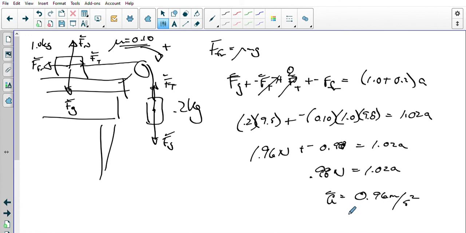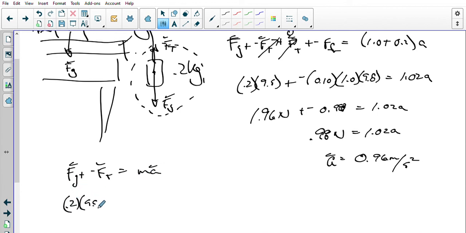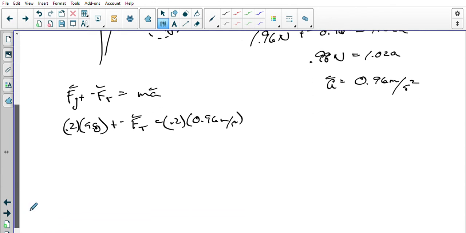Okay, so now we need to calculate the tension. This time I'm going to choose this one here. And so we're going to have our force of gravity plus a negative force of tension, and that's equal to our mass times our acceleration. Force of gravity, well, that's 0.2 times our 9.8, plus negative force of tension that we're trying to find. And we have 0.2 times 0.96 meters per second squared. So this would be 1.96 newtons plus negative force of tension.